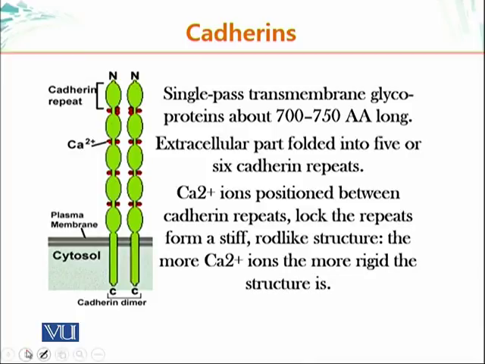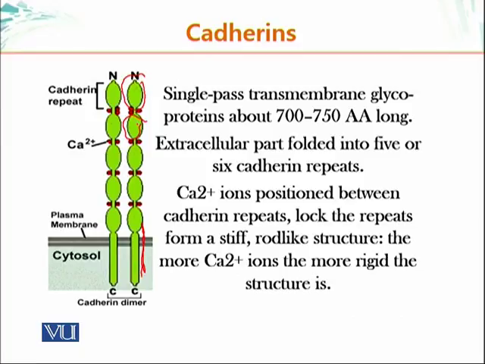Cadherins are single pass transmembrane glycoproteins of about 700 to 750 amino acids. Single pass means they traverse the plasma membrane only once, and they are glycoproteins, meaning that they have sugar groups attached to them. We have seen how sugar groups get attached to different proteins when we were talking about protein targeting. The extracellular part of this protein is folded into 4 or 5 or 6 cadherin repeats. Here, for example, are these cadherin repeats. They resemble the Ig molecules, the immunoglobulin molecules.